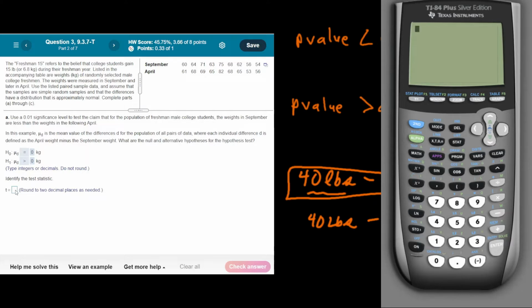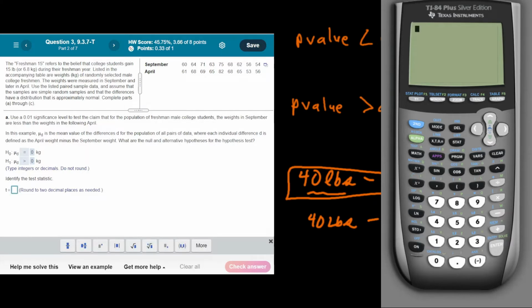But anyway, identify the test statistic. So we're going to go to stats. Let's go ahead and clear all the lists that we had. So clear list, and I want to get rid of L1, L2, L3. You don't have to do this. You can go in there individually and hit the clear button over each of them. All right, it is done. Remember, you don't have to do this.